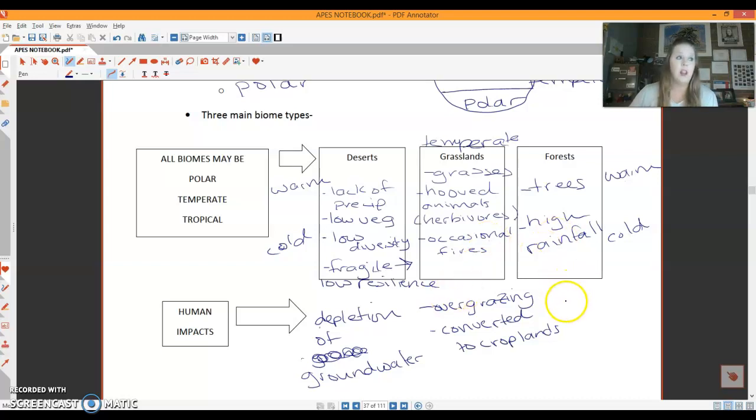With forests, the number one human impact is deforestation. So less trees, we're taking away a major carbon sink, so we're going to have more carbon dioxide trapped in the atmosphere. In the next video, we're going to go over terrestrial ecosystems.